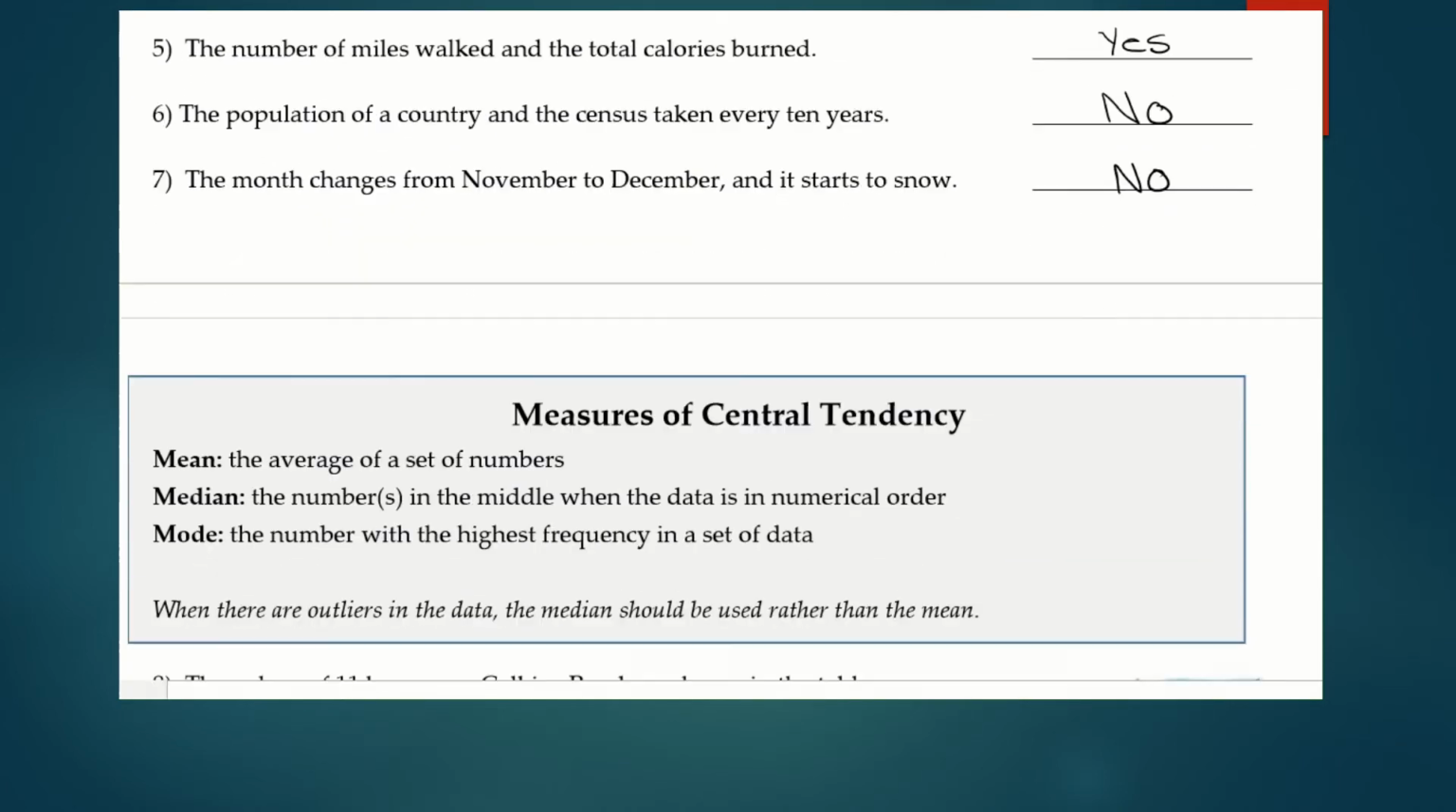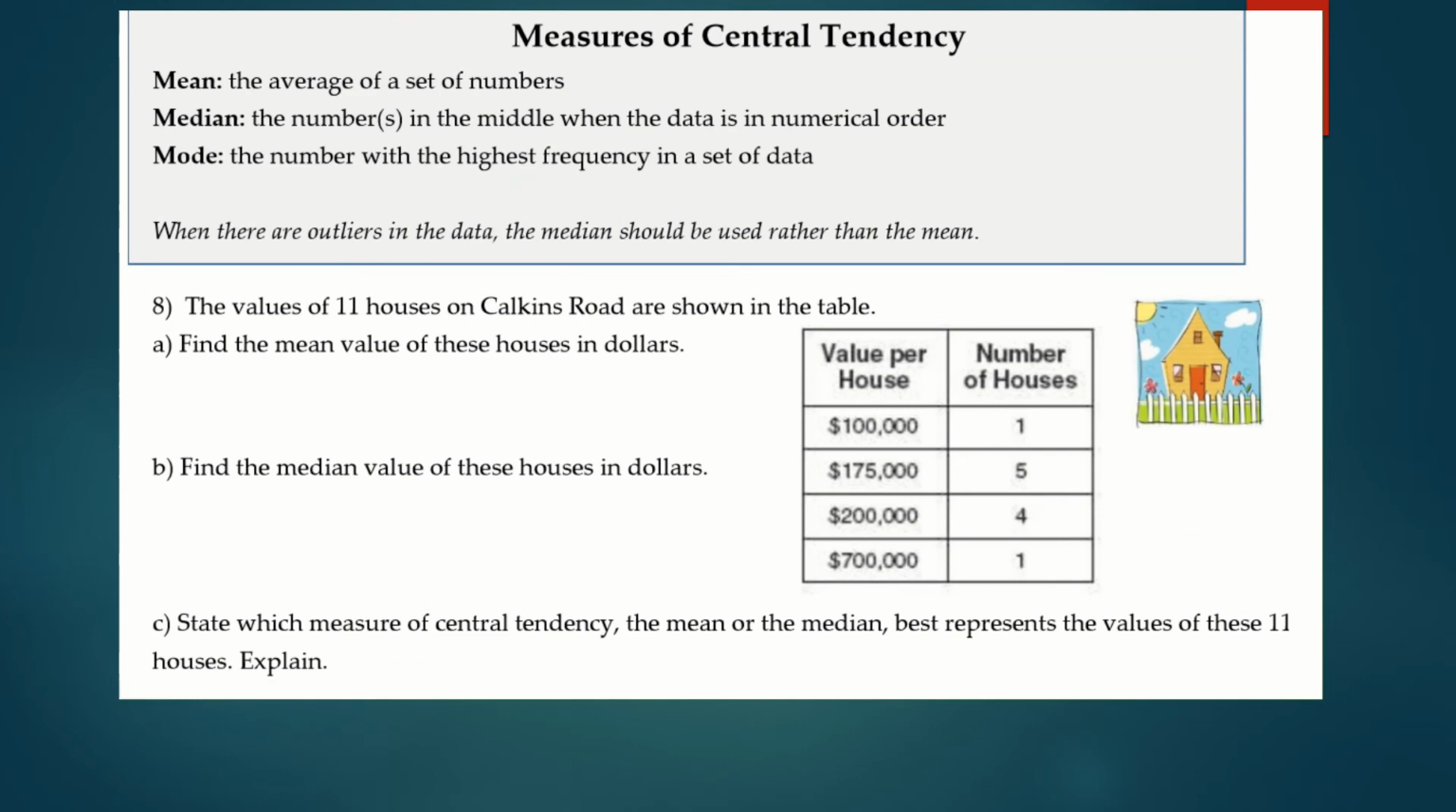All right. Now we're going to do a little bit of review. So we're going to talk about measures of central tendency. You guys did this, I think it might have been last year in 6th grade. So I know definitely 6th grade for sure. So measures of central tendency, we're talking about mean, median, and mode.